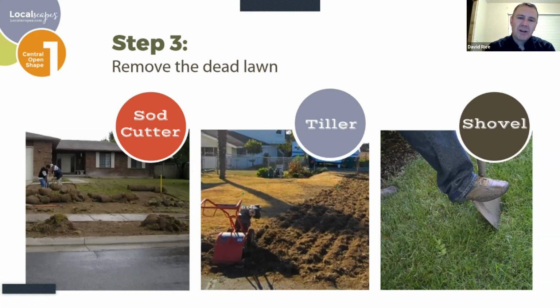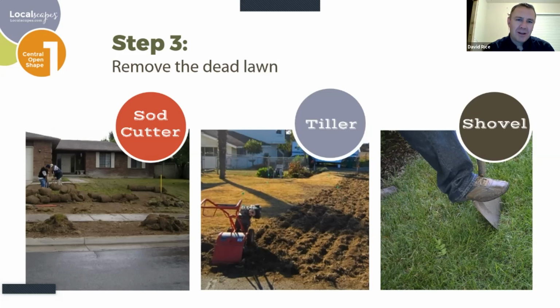This picture with the tiller looks like they've killed the grass first and then tilled it. You don't have to remove all the sod. Once it's dead, that's simply organic matter. It can be cultivated into the existing soil, and you can move the soil around, you can do something.